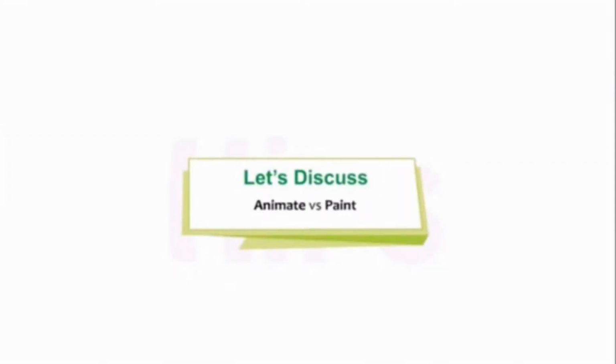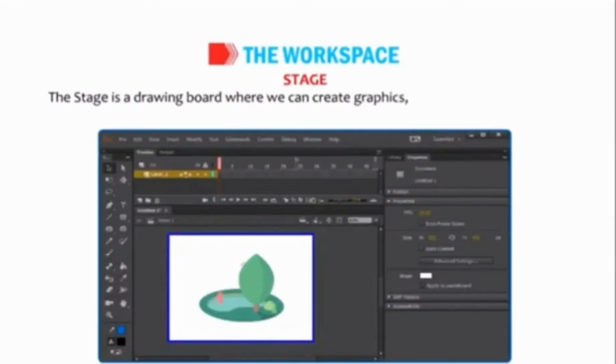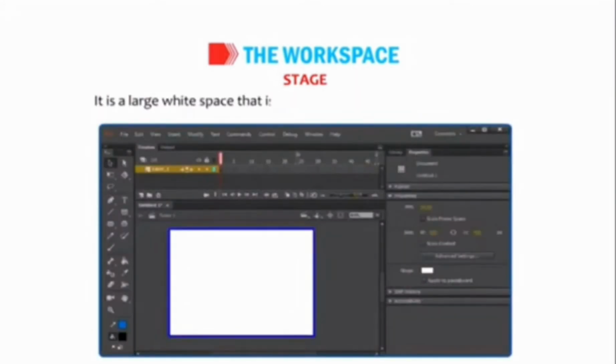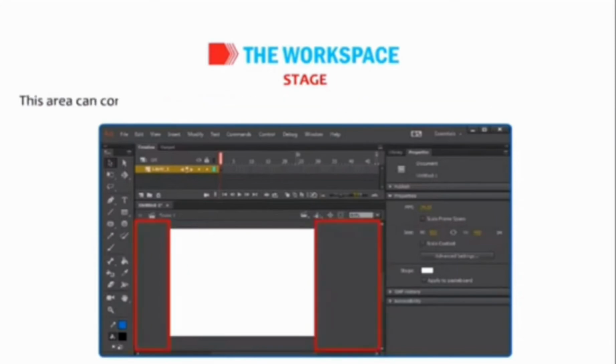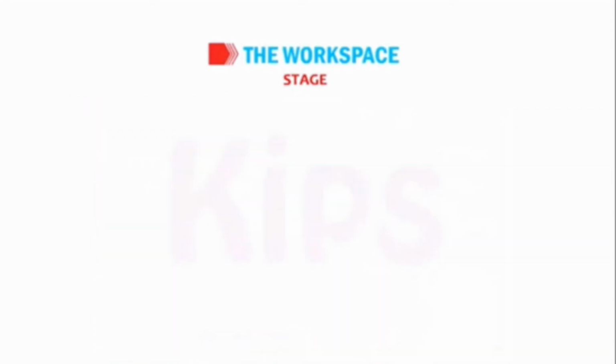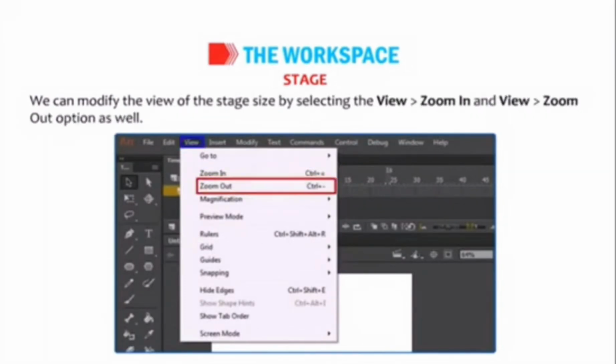Animate versus Paint. Stage. The stage is a drawing board where we can create graphics, animation, and can make modifications too. It is a large white space that is present at the center of the workspace. By default, the stage dimensions are 550 into 400 pixels. The gray area surrounding the stage is called the work area. This area can contain graphic elements which can be moved to the stage as and when required. We can modify the view of the stage size by selecting the View, then go to Zoom In, and View, then go to Zoom Out options as well.